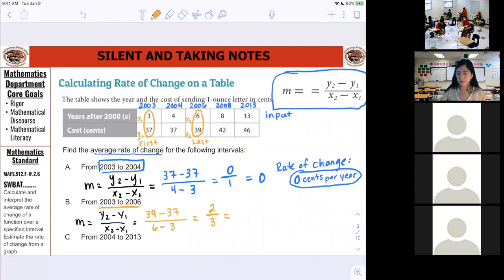Look again. 2 divided by 3. Oh, 0.66666, right? And since we're talking about actual money, I want to round up. So how many cents per year? Yeah, 67. Nice job. 67 cents per year.